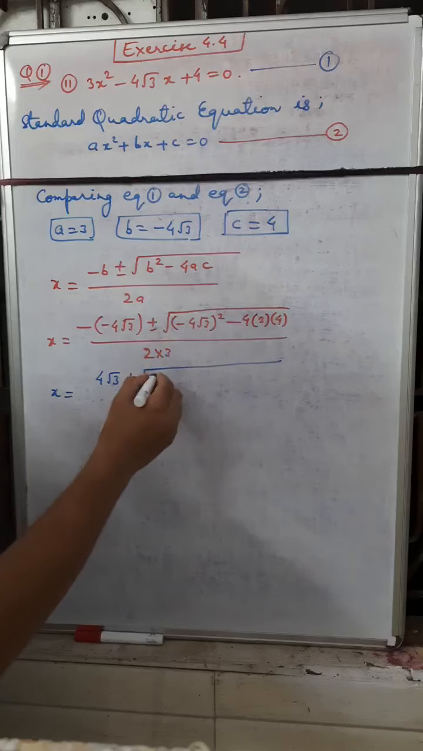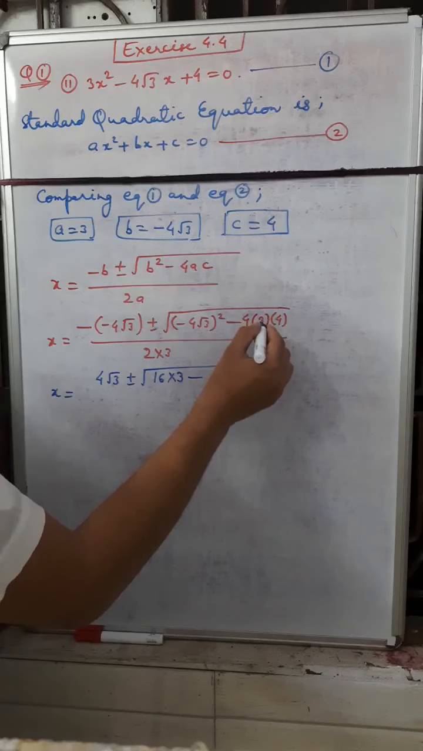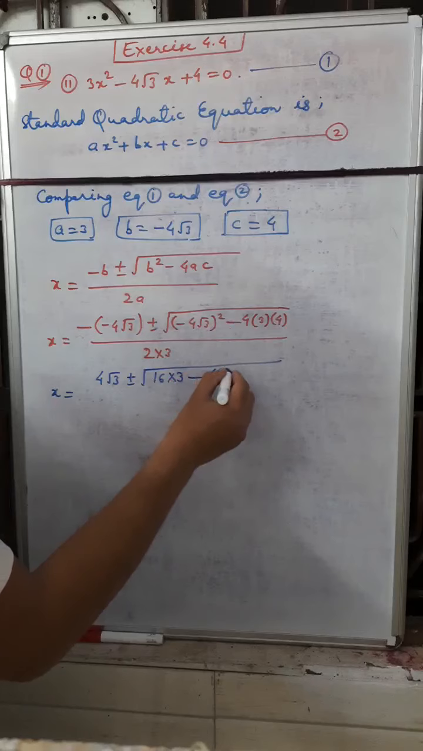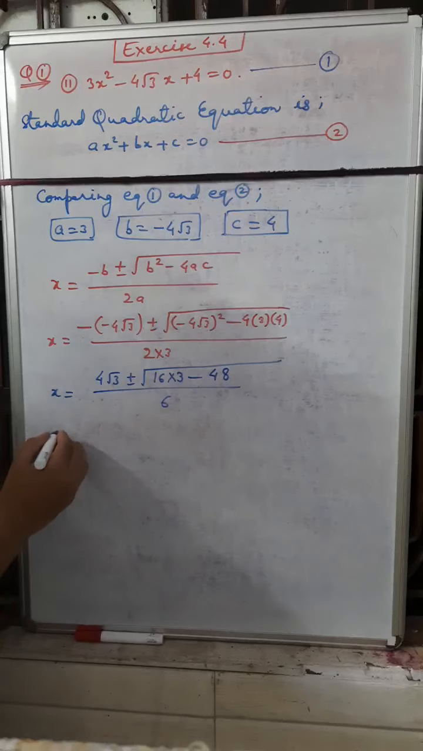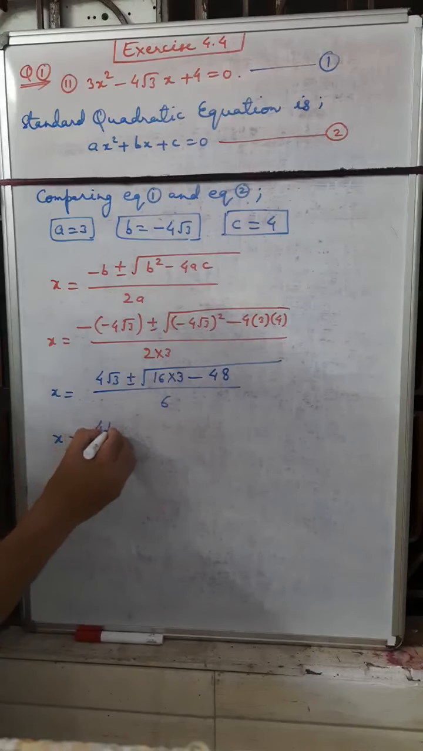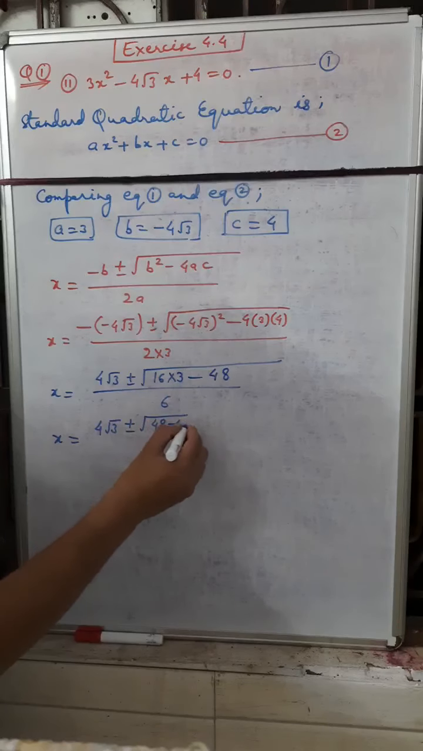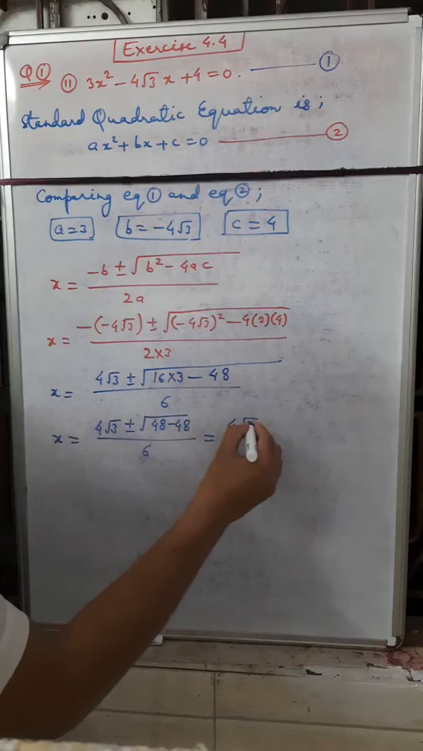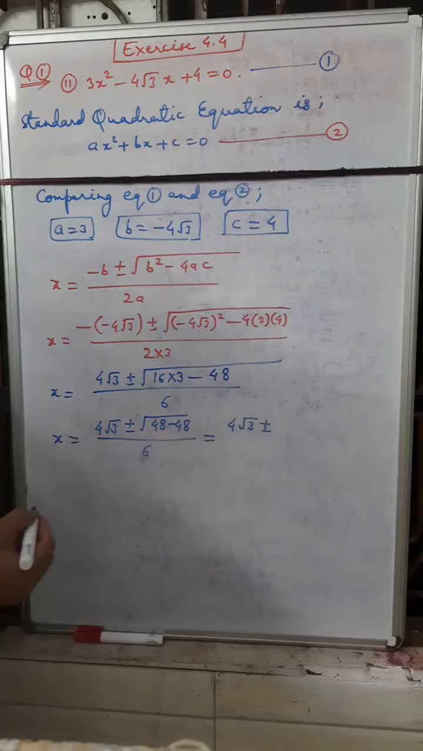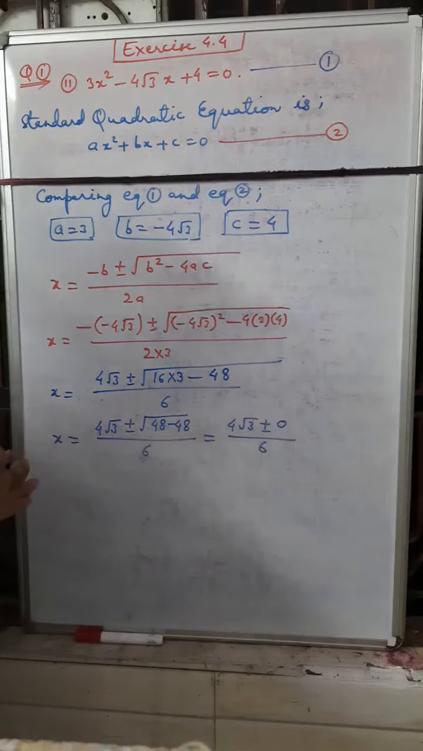So (−4)² is 16, and √3 into √3 is 3. 16 times 3 is 48. Then 4 times 3 is 12, and 12 times 4 is 48. And 3 times 2 is 6. So x = 4√3 ± √(48 − 48) / 6. So we get 4√3 ± the square root of 48 minus 48, which is 0, and the square root of 0 is 0, over 6. So we got the condition.